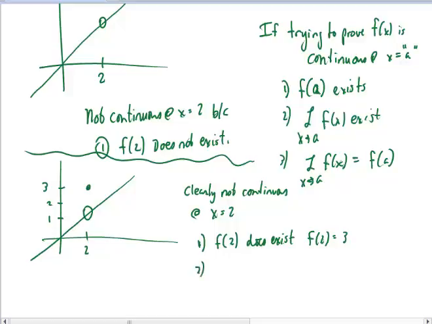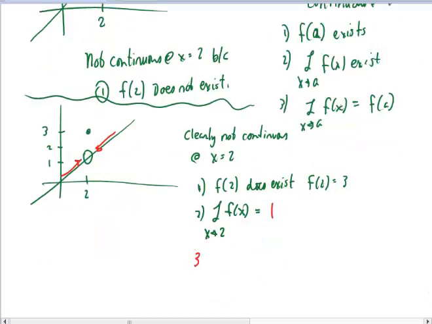In the second part, does a limit exist? Yeah, the limit as x goes to 2 of the function does exist because from both sides, the limit is heading to the value of 1. But this is where continuity kicks in as far as saying that it does not have continuity at this point.